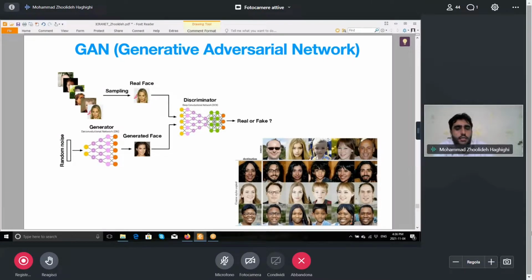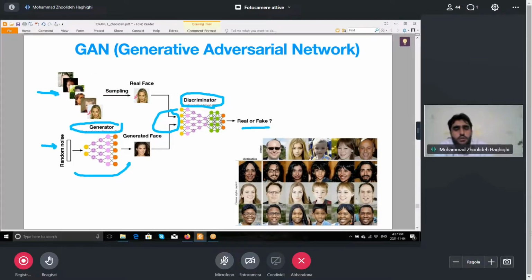This is a popular and state-of-the-art network which has two main parts. It has a discriminator and it has a generator. The input of the network is random noise and some images. This part tries to generate images from random noise, and this part tries to distinguish whether the input image is fake or authentic, real.